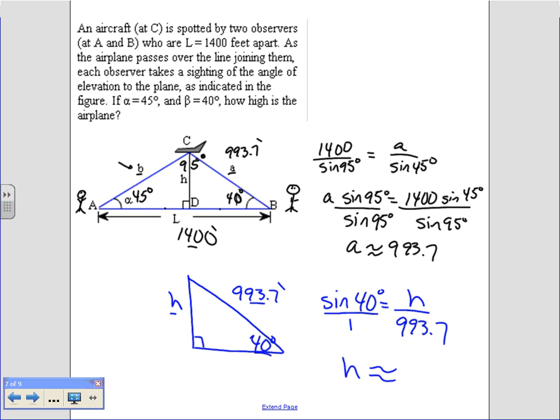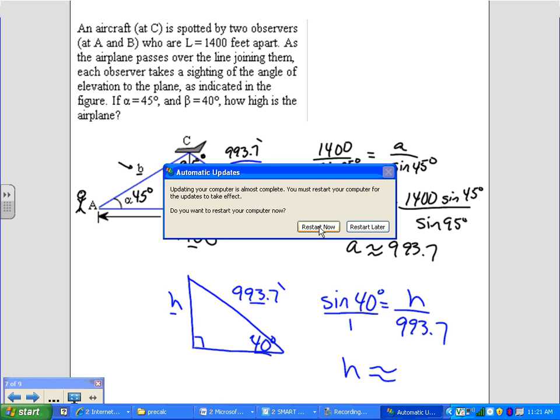Now, there again, when I push this in, I'm not going to push sine of 40 times 993.7. This is why I told you you should have stored that number. Which really and truly, it should be the last thing on the calculator, right? So you could just crunch answer times sine 40.